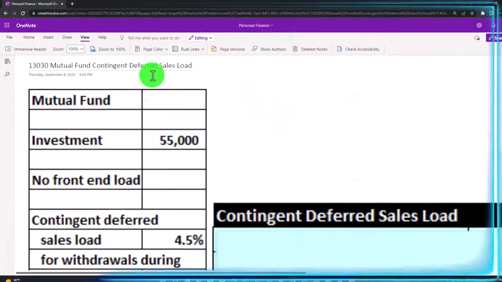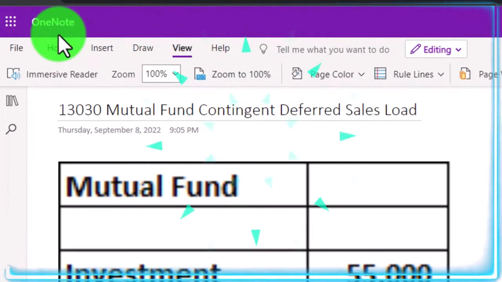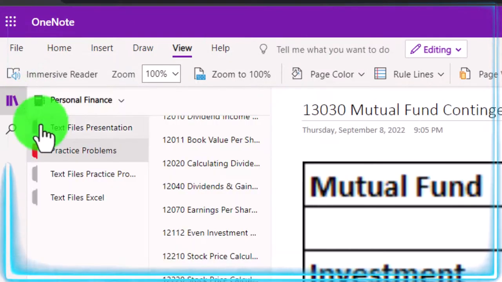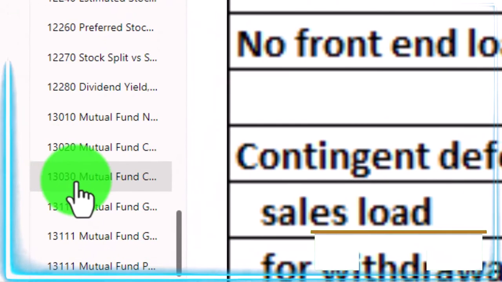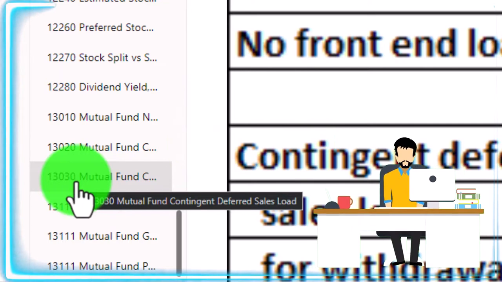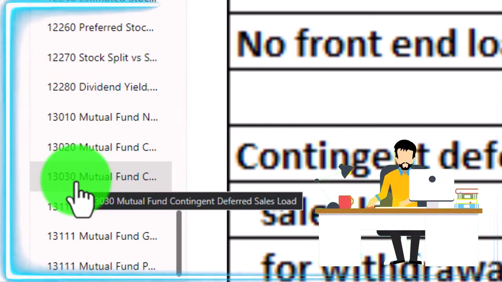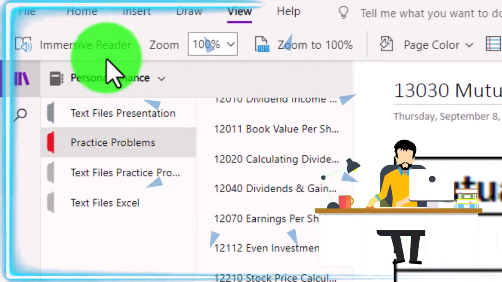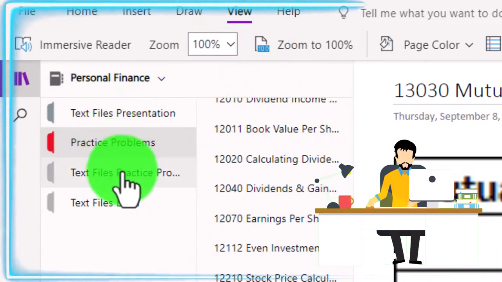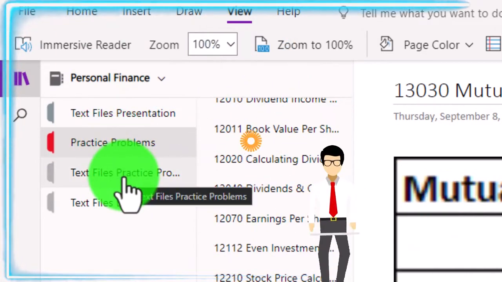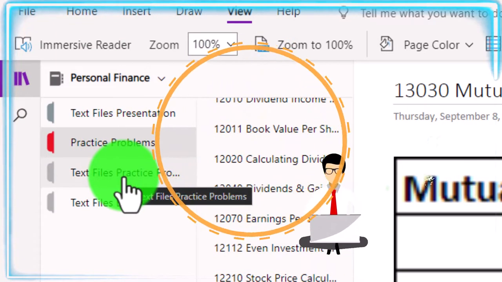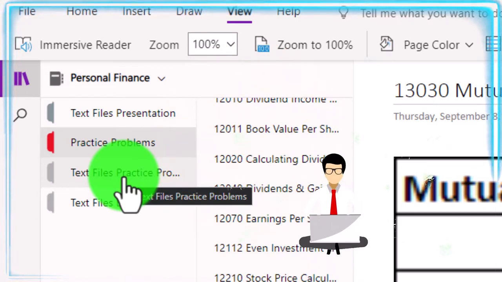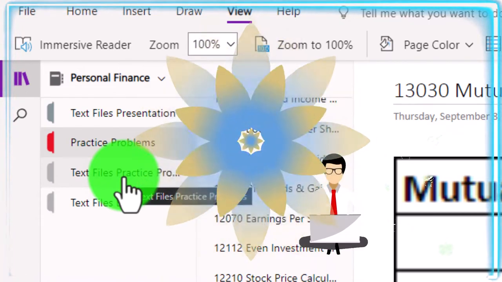You're not required to, but if you have access to OneNote and would like to follow along, we're in the icon on the left-hand side, practice problems tab, and the 1330 mutual fund contingent deferred sales load tab. Also, take a look at the immersive reader tool. Practice problems typically have a text area too, with the same name, same number, but with transcripts. Transcripts can be translated into multiple languages and either listened to or read in them.